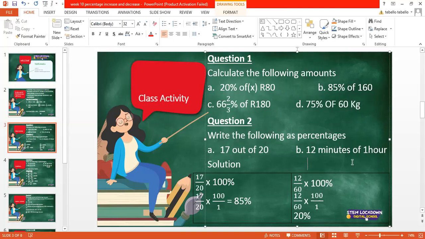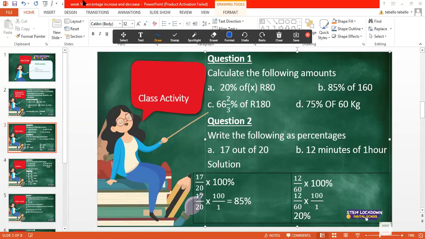So we need to convert this hour to minutes. Or we can also convert minutes to hours, but in this case we are converting hours to minutes. So what is 1 hour? How many minutes are there in an hour? Yes, we have 60 minutes, right? So in this case we'll have 12 minutes over 60 minutes multiplied by 100, and we will have 20%. That's our answer.